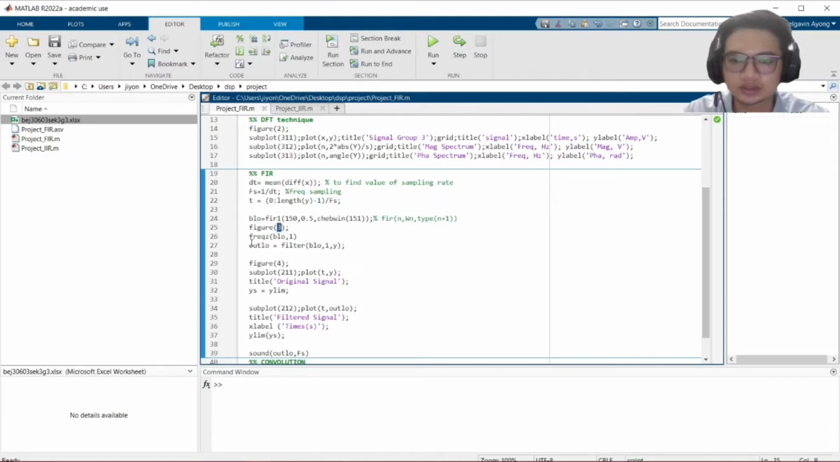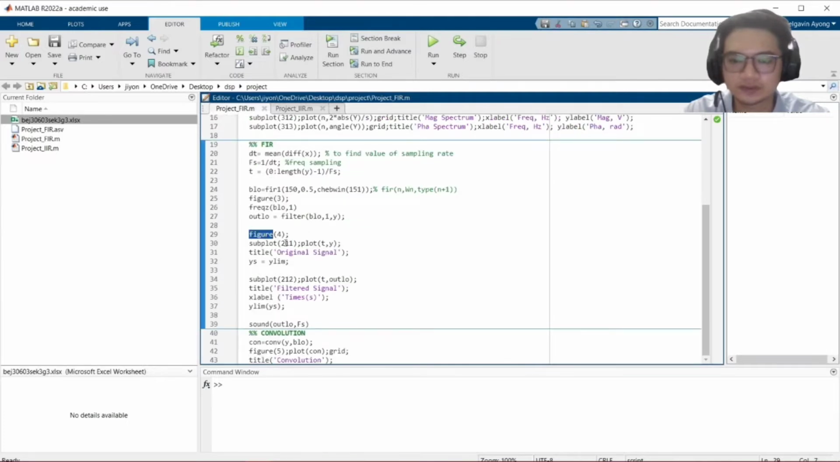For Figure 3, we plot the filter output, outlow, against t. For Figure 4, we compare the original signal and the filtered signal. So we use subplot, and then we plot t and y, then we set ylim equal to ylim, and then subplot again and plot t and outlow, and then put the title, the filtered signal. So this is for the sound later.